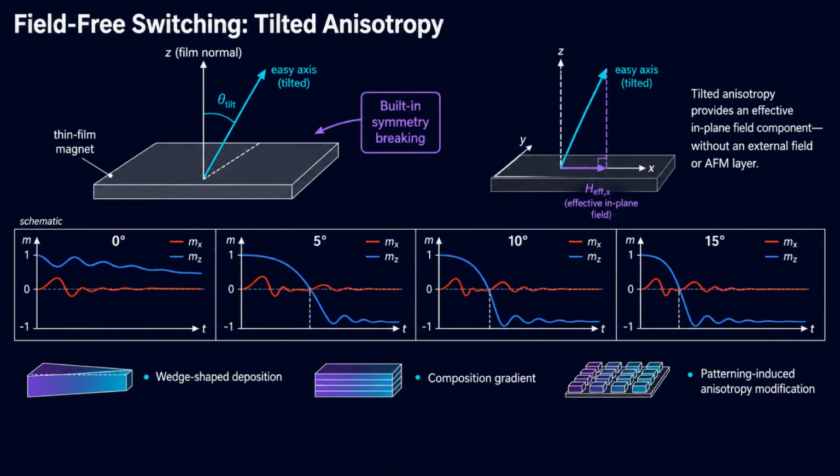Another field-free approach tilts the magnetic easy axis away from perpendicular. Even a few degrees of tilt provides sufficient symmetry breaking. The simulations show that with zero tilt the symmetry is unbroken, while a tilt of 5 to 15 degrees breaks the symmetry and can enable deterministic switching. This can be achieved through wedge-shaped deposition, composition gradients, or patterning-induced anisotropy modification.